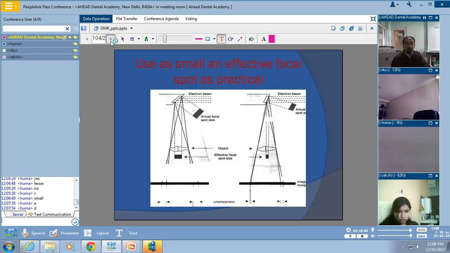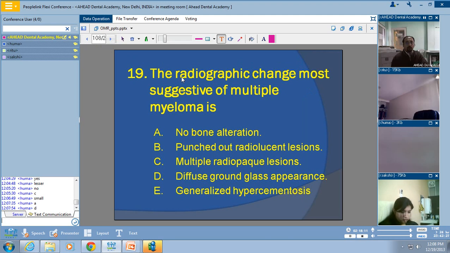19th, the radiographic change most suggestive of multiple myeloma is. Now this is a very standard question. No bone alteration, punched out radiolucent lesions, multiple radiopaque lesions, diffuse ground glass appearance, generalized hypercementosis. Generalized hypercementosis is seen in Paget disease, ground glass appearance is seen in fibrous dysplasia and hyperparathyroidism. So we are left with choices A, B, C. So what is your answer?